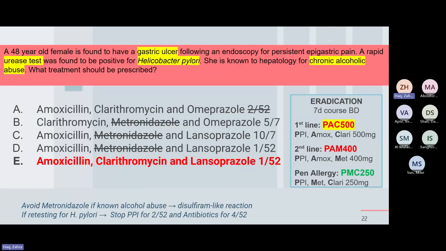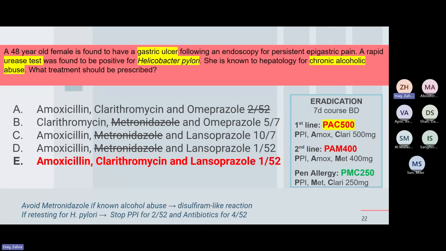Okay, so the answer was E. This is basically the treatment for H. pylori, or we call it eradication treatment. The 1 in 52 just means 1 week's worth of treatment, so normally the treatment is 7 days long: amoxicillin, clarithromycin, and lansoprazole.